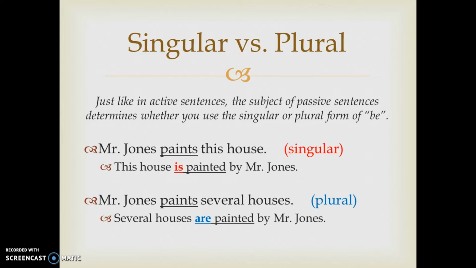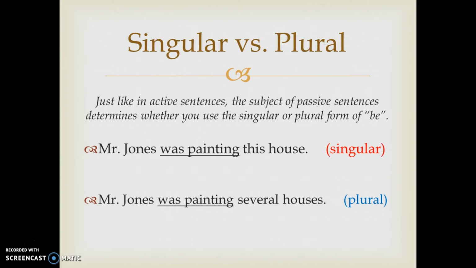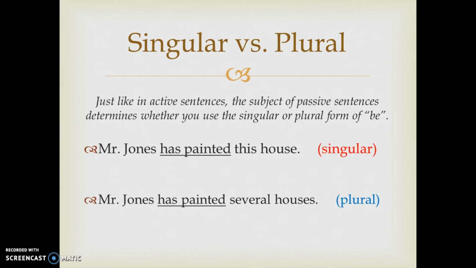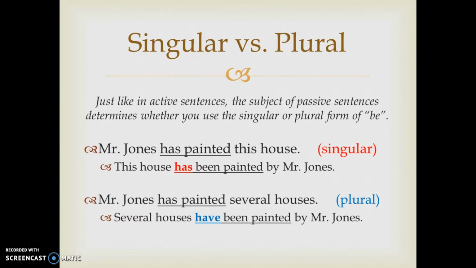So we have this house is painted by Mr. Jones, or several houses are painted by Mr. Jones. So you can see the same thing is true even when we're using continuous tense or past tense, or even when we use perfect tense.